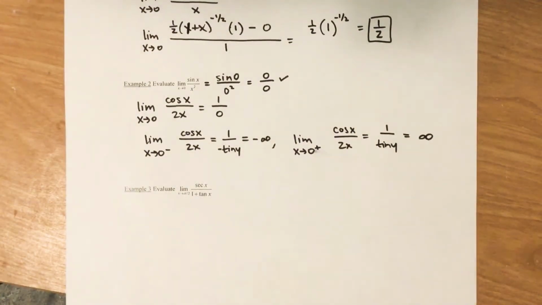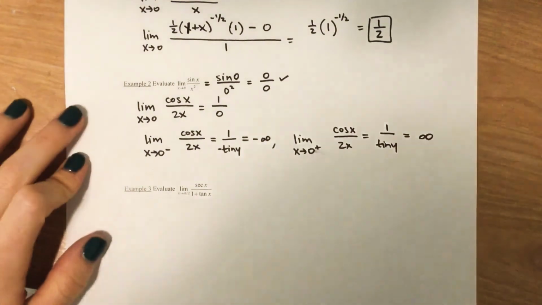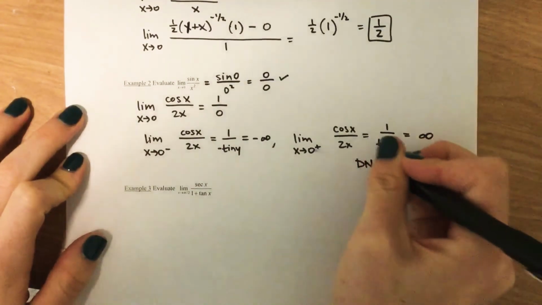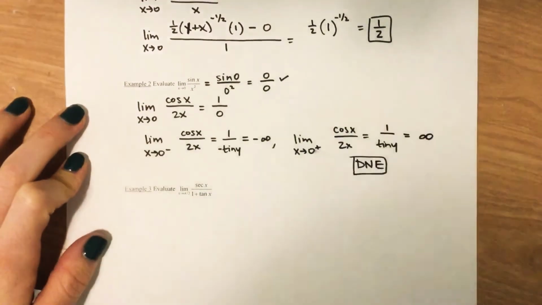So what that means is that this would be a vertical asymptote. The limit does not exist because the left limit and the right limit are approaching something different. So our final answer, we would say that the limit does not exist.